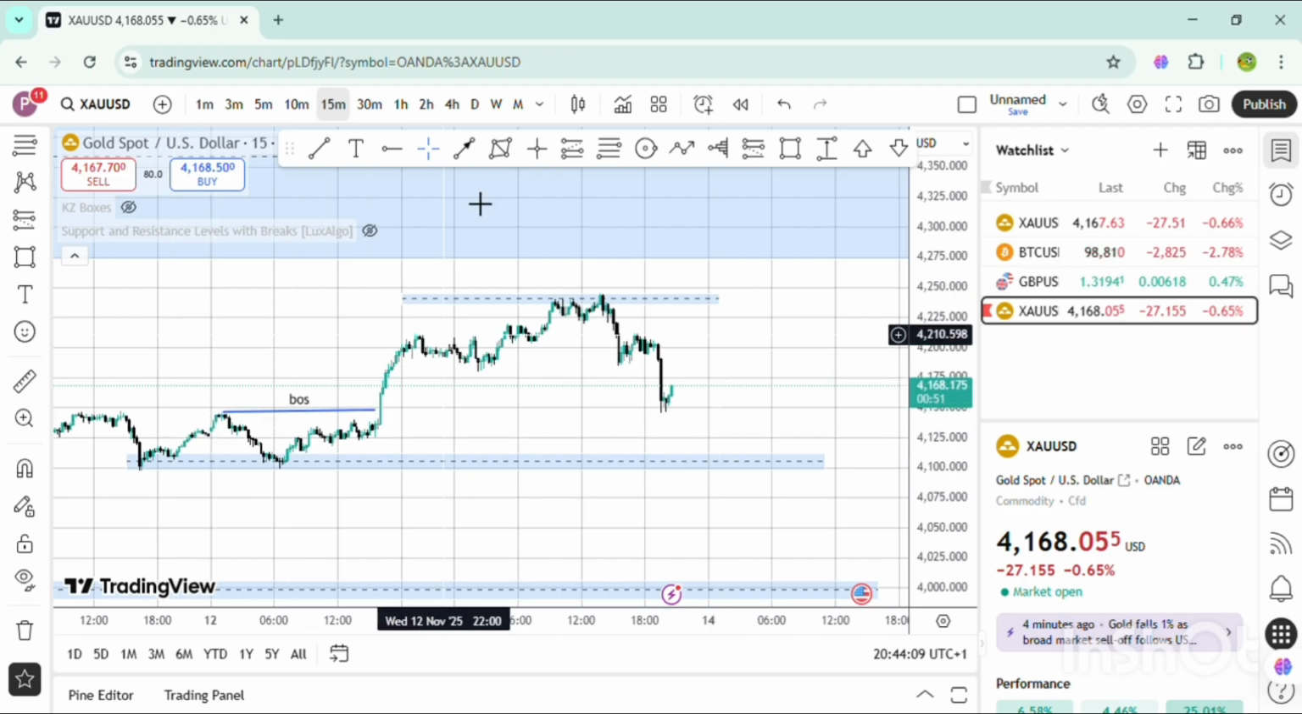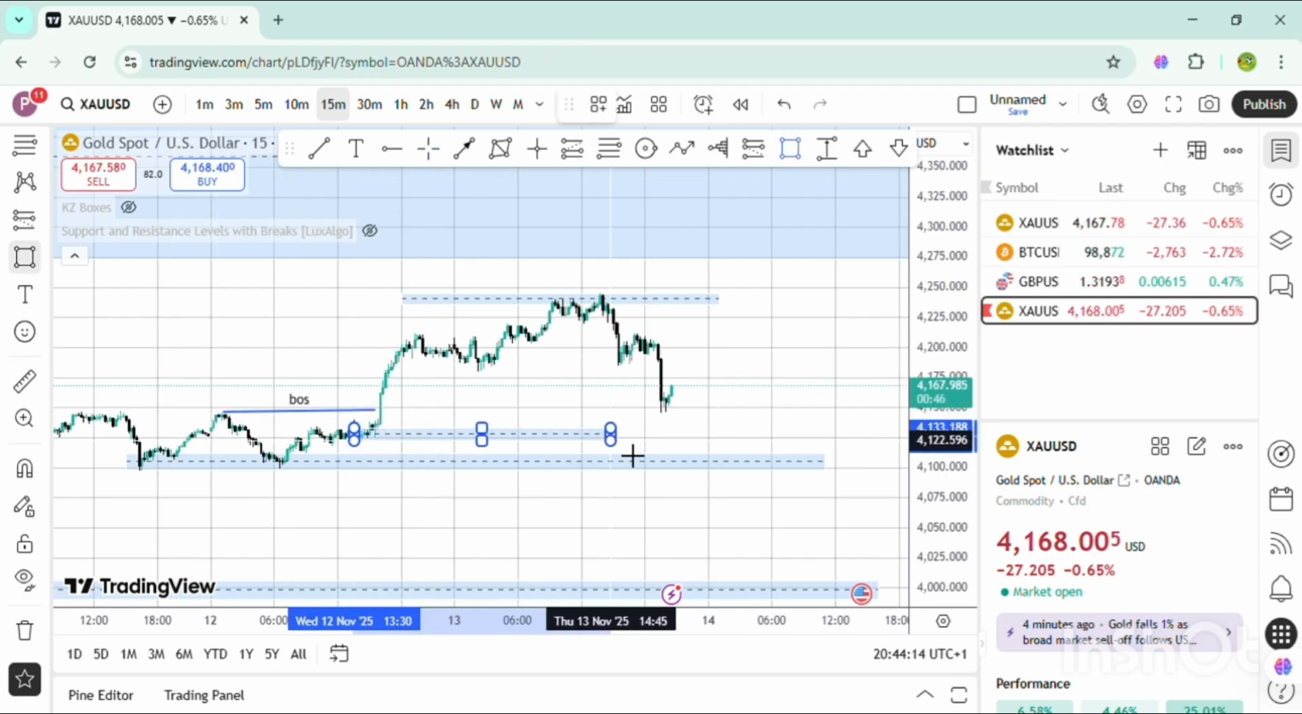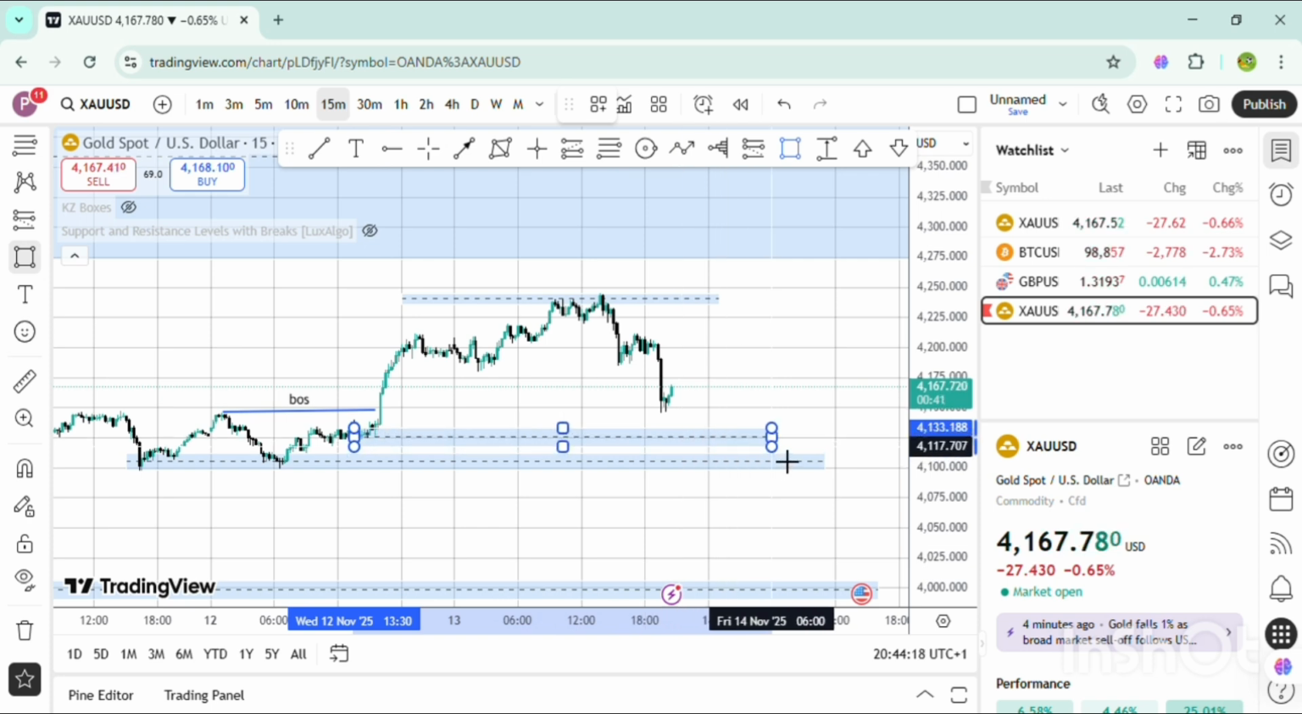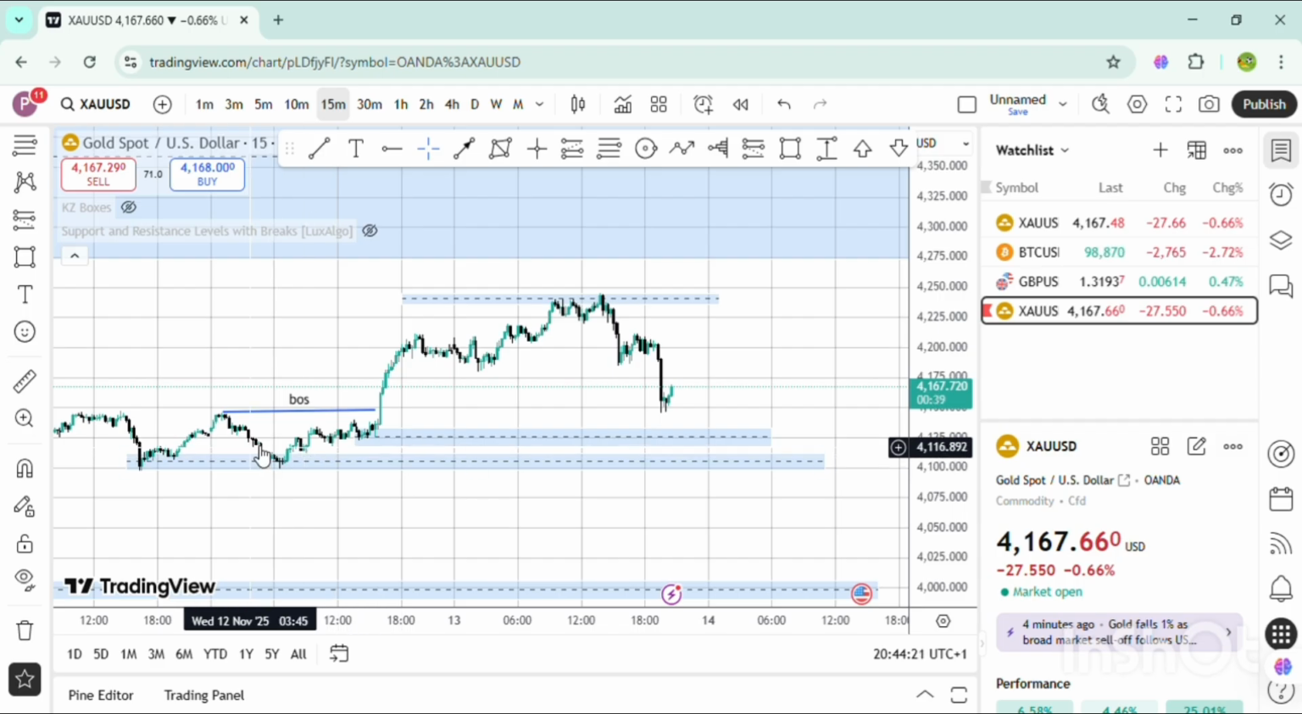So if the market does not respect that axis and it comes down to this point, we are always waiting for a sweep of liquidity. Why? Because the older order blocks are always more valid than the newer order blocks. The older time frame order blocks are always more valid than the newer time frame order blocks.